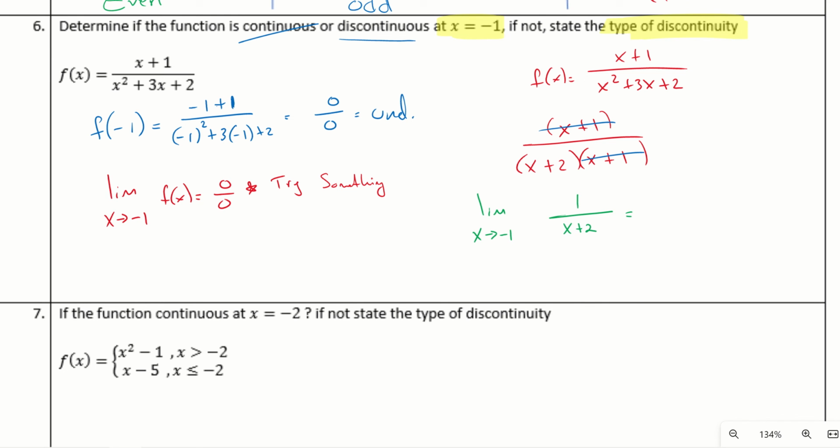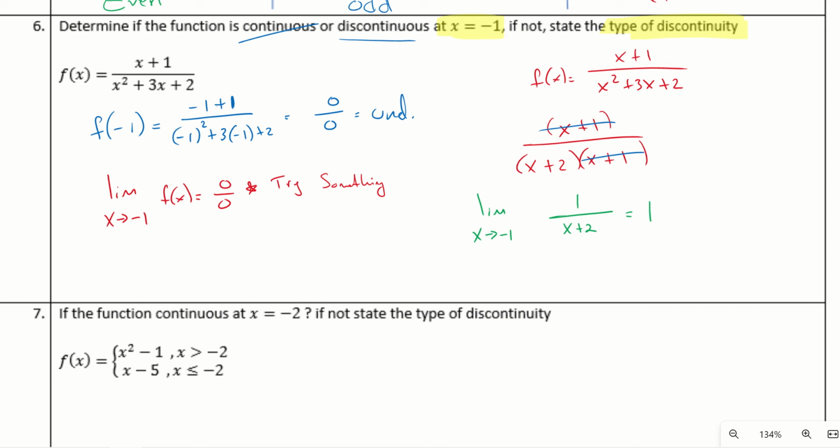And so again, how do we check the limit? Well, we plug in the value of -1. If I plug in -1, -1 plus 2 is 1. And so we get 1 over 1, or 1. So we found the limit after we tried something, right? So we found that the limit as x approaches -1 is 1 after we were able to remove the discontinuity.